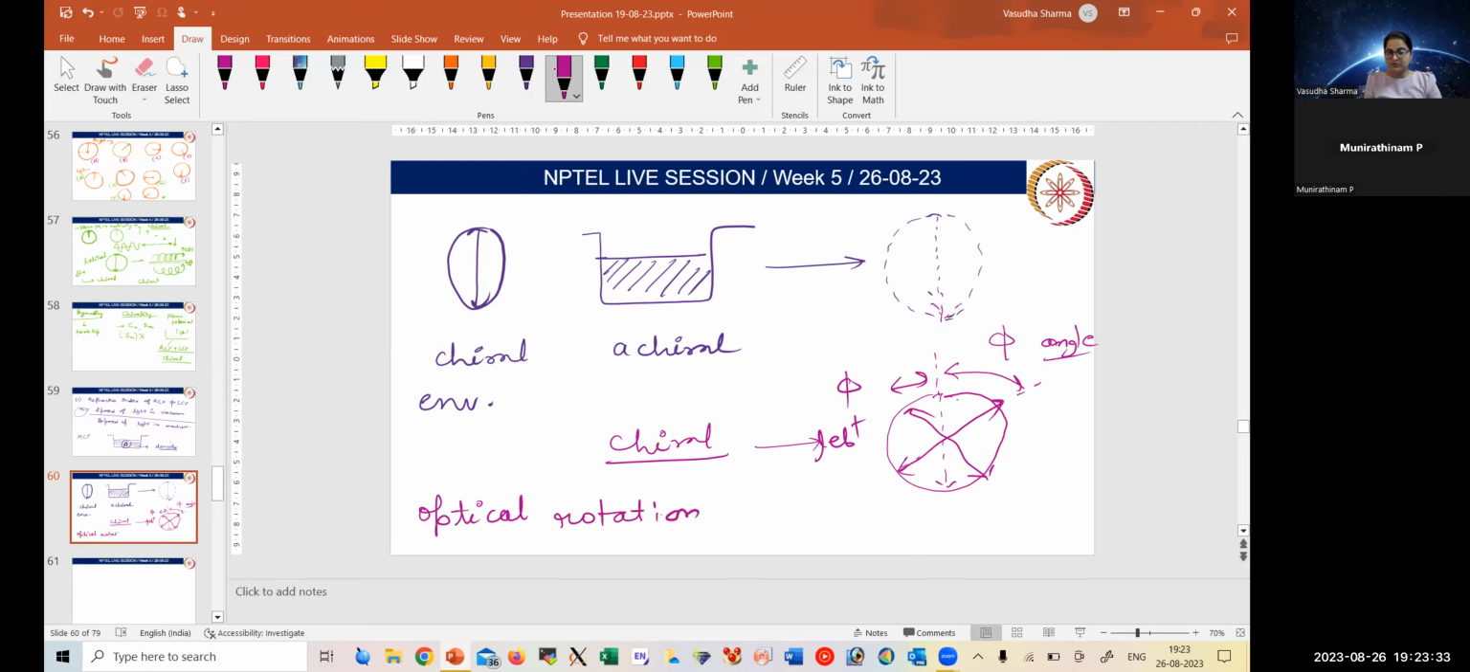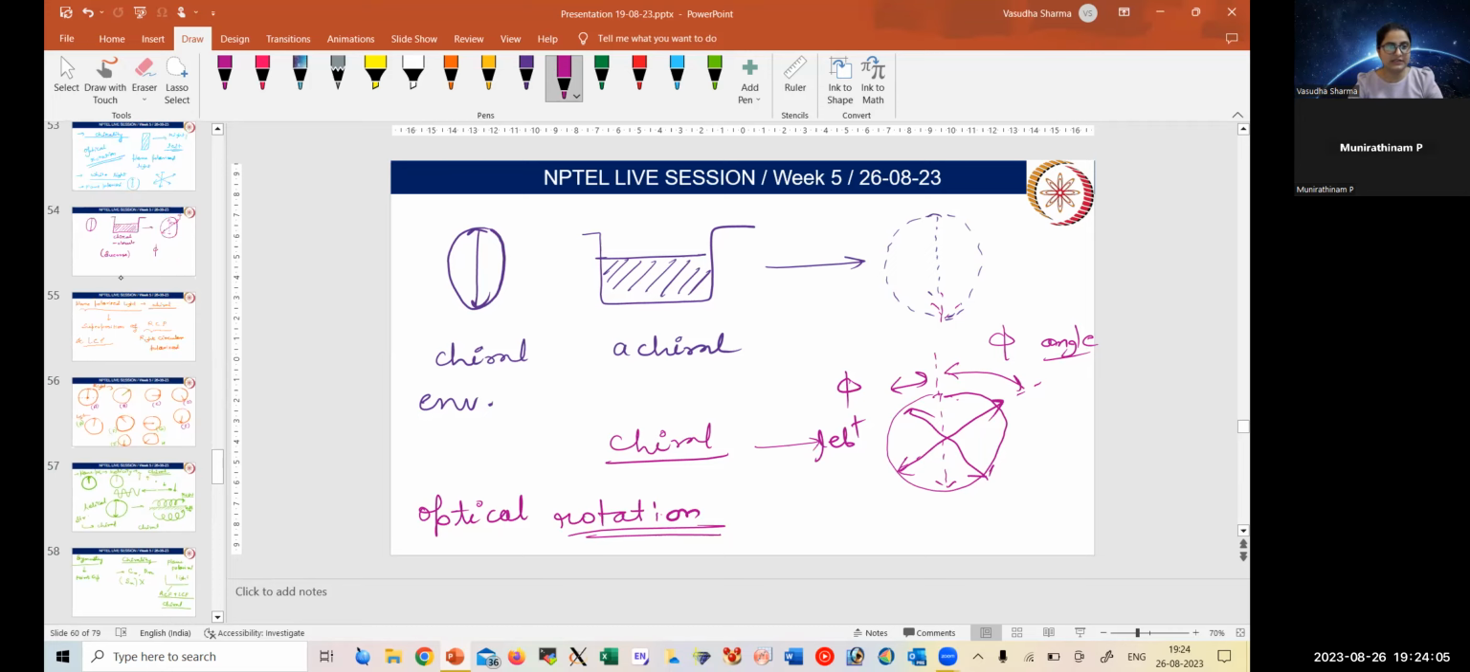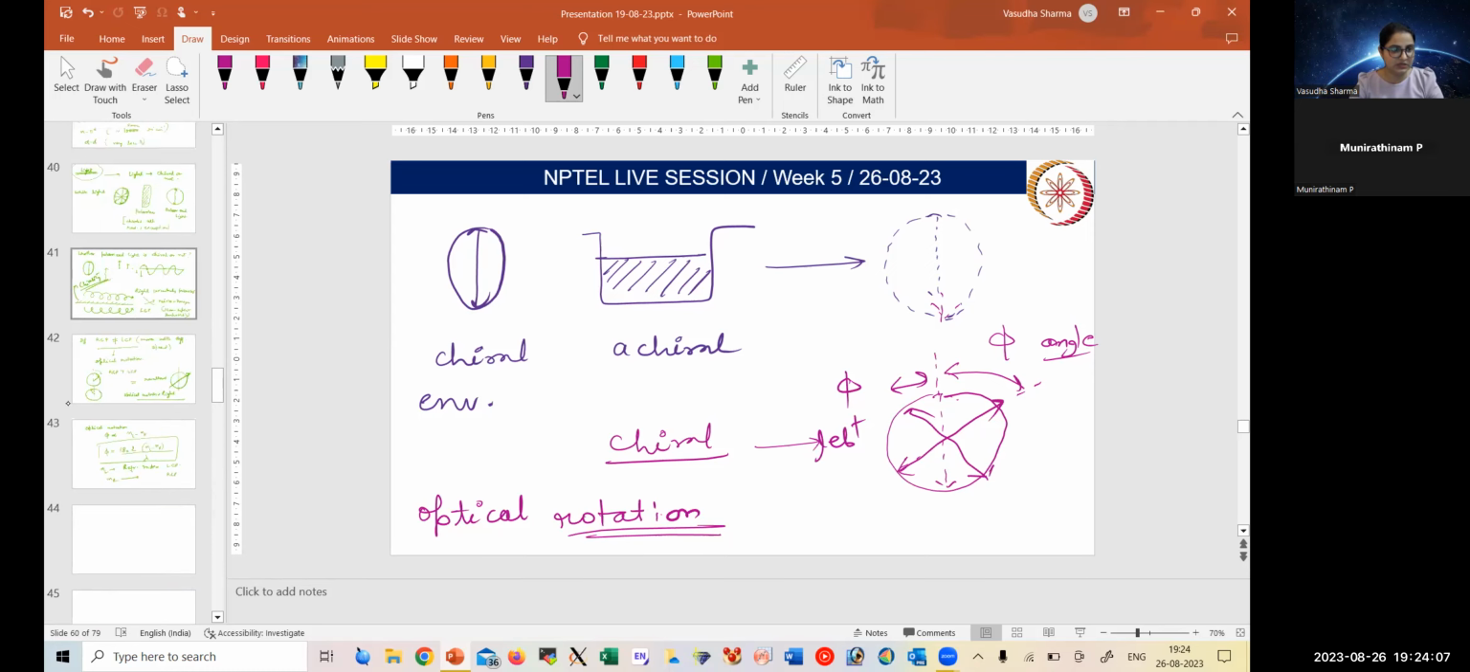And this is what we read about in the last week. So is that clear, why our plane polarized light goes towards the right side or towards the left side? That's why we say that a chiral molecule definitely rotates the plane polarized light either in the right direction or the left direction. That is a sign of chirality in a particular molecule. So is that clear? Clear, ma'am. Okay.